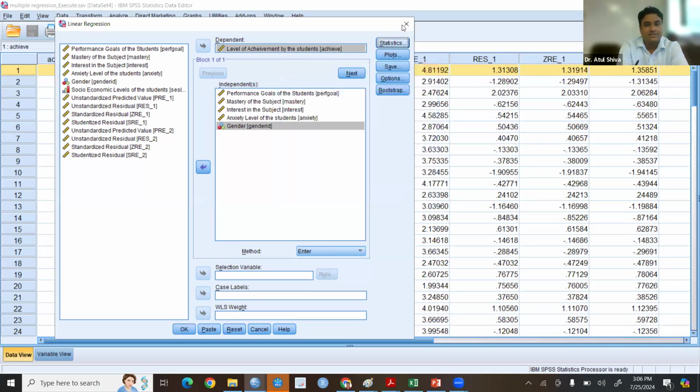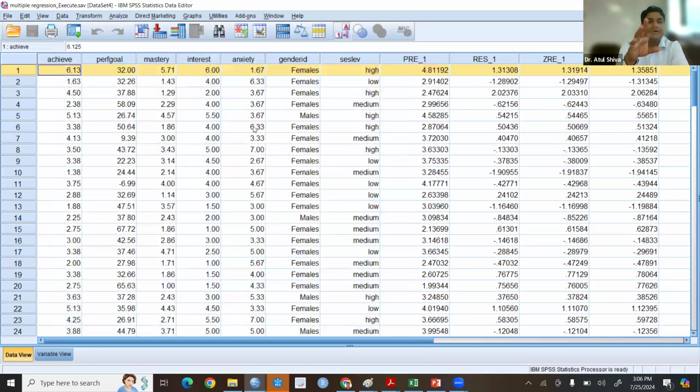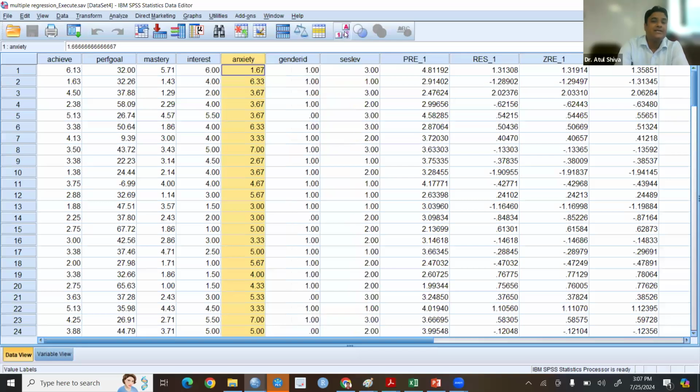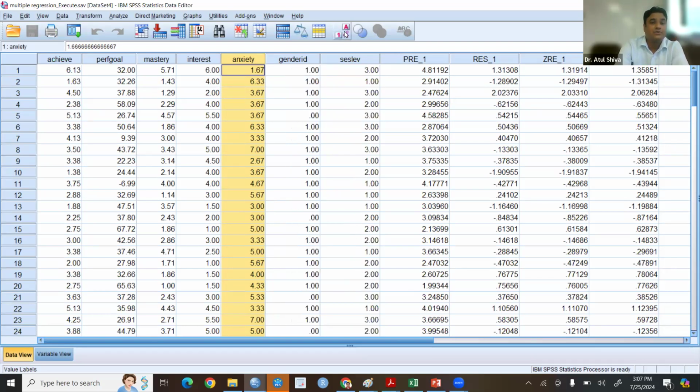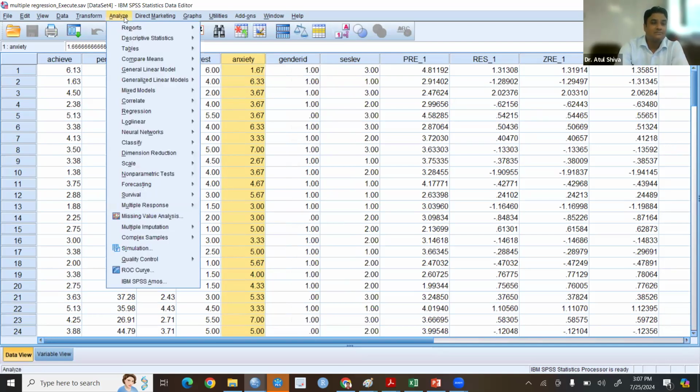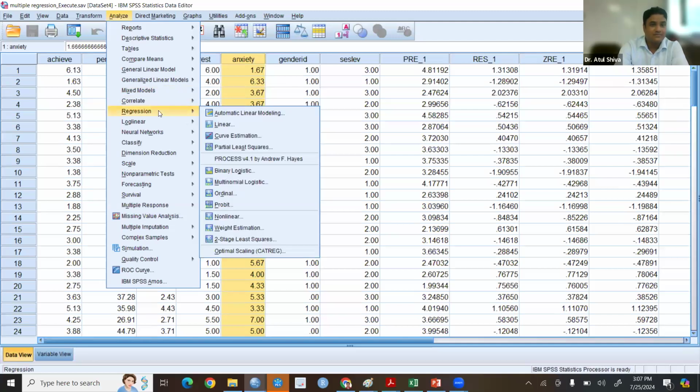Okay, let's repeat, all right. This was our file. We know that the achievement is CGPA. CGPA is dependent upon performance goal, mastery of the subject, interest of the student, anxiety level of the student, and there is a binary data gender also. I cannot take socio-economic level because it is 1, 2, 3, but I can take gender because it is coded 0 and 1. So go to analyze. If you see regression, you now can see binary logistic, multinomial logistic, ordinal logistic also. All the three variants are there.